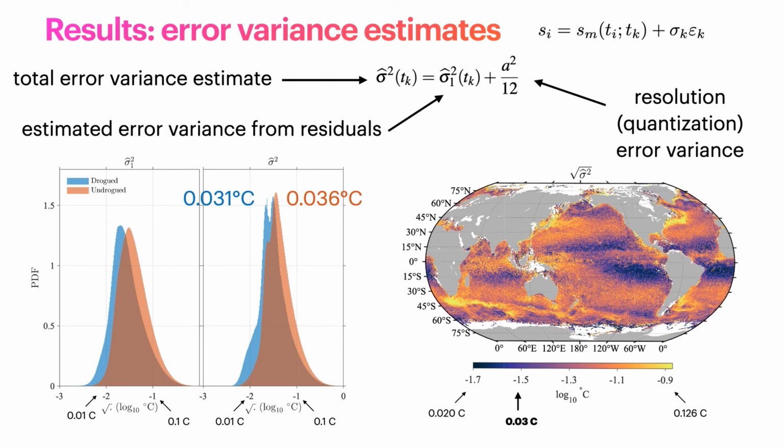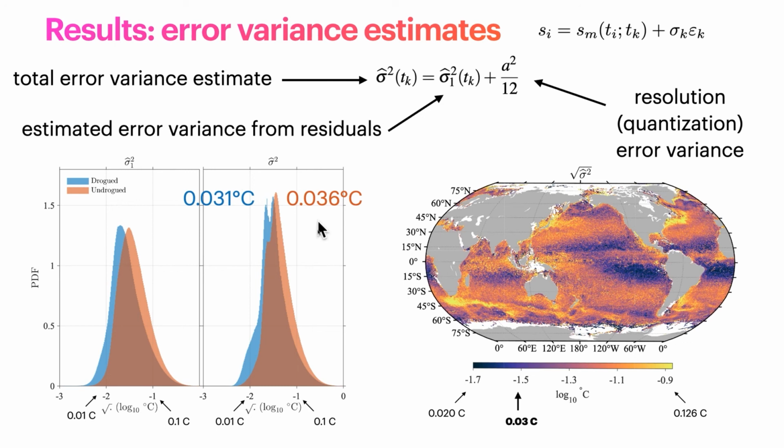So on a global scale, as an example, we find that the error variance for the drogue drifters is less than it is for the undrogue drifters, informing us that if you take SST data from a drifter, you might want to see if it's drogue or undrogue, meaning it has lost its drogue, because the error variance is going to be different. As an example, we estimate a global value for the square root of the error variance of 0.031 for drogue drifters, but 0.036 for undrogue drifters.